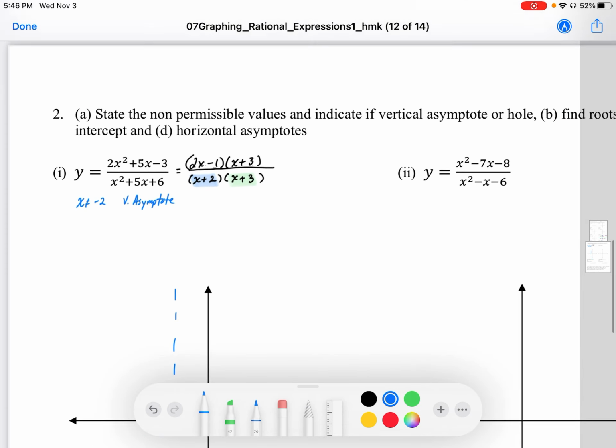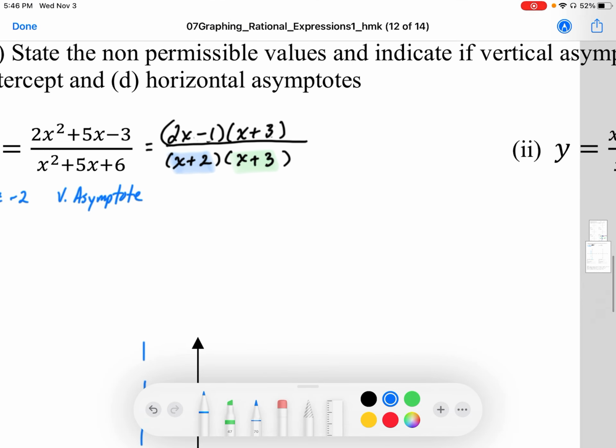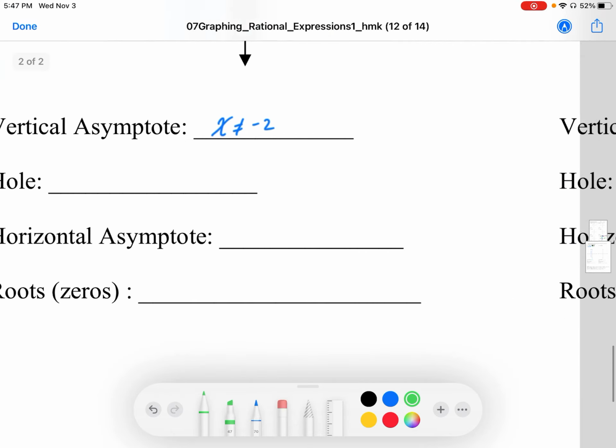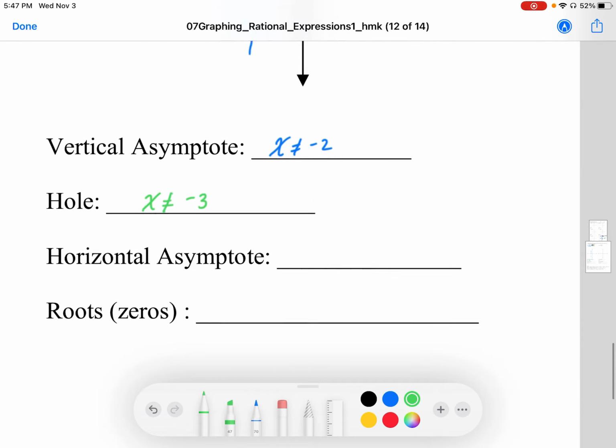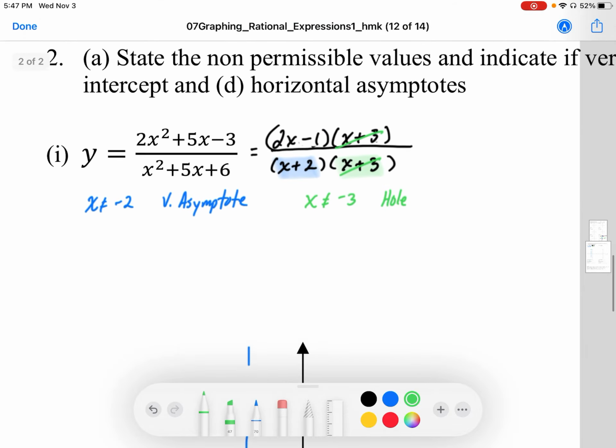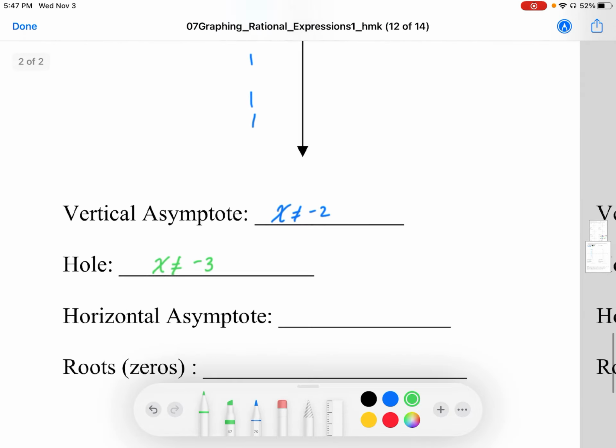And then I'm going to look at the other restriction, which is x not equal to -3. And in this case, these cancel out. So this is a hole. Okay, so the hole is going to be at x not equal to -3. Okay, so there's our hole.